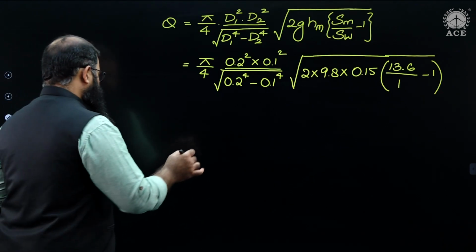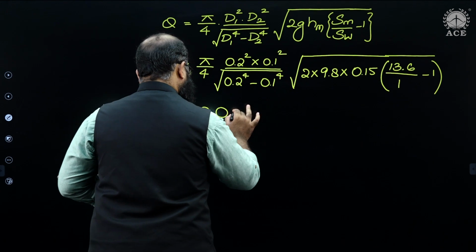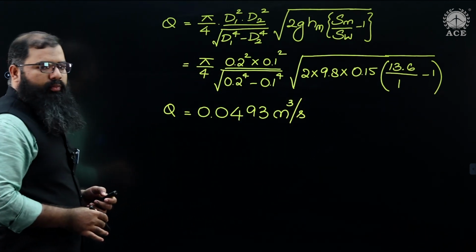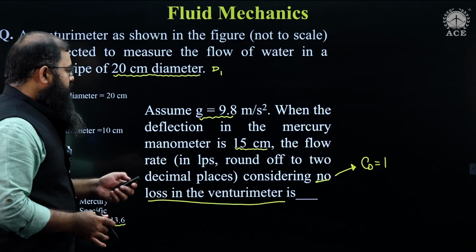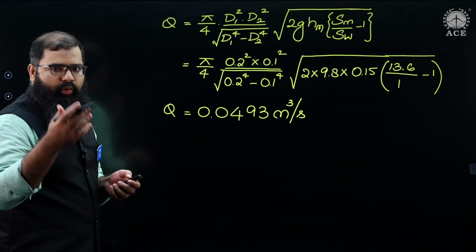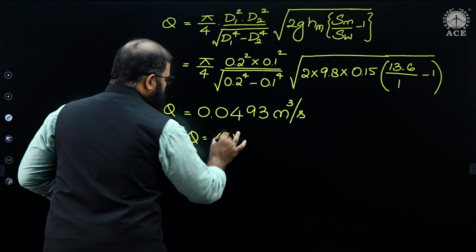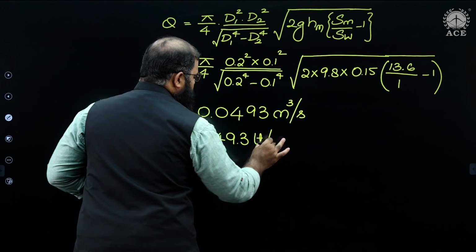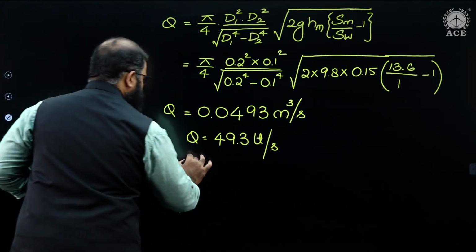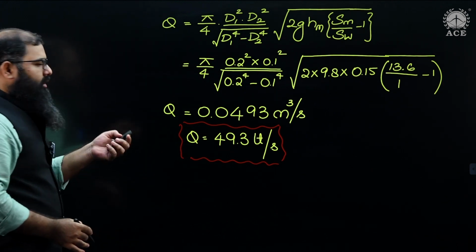Moving further, if you calculate these numbers, you are supposed to get the value of Q equal to 0.0493 meter cube per second. But if you see over here, he has asked you the answer in liters per second. So we know that 1 meter cube is equal to 1000 liters. So multiply by 1000. So you're supposed to get the value of discharge Q equal to 49.3 liters per second. This is supposed to be your answer.